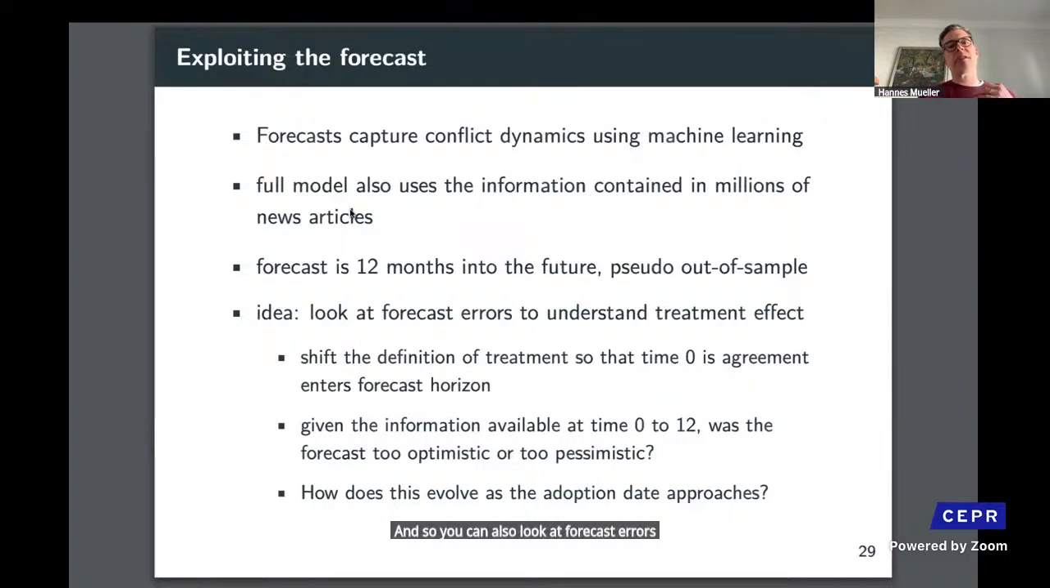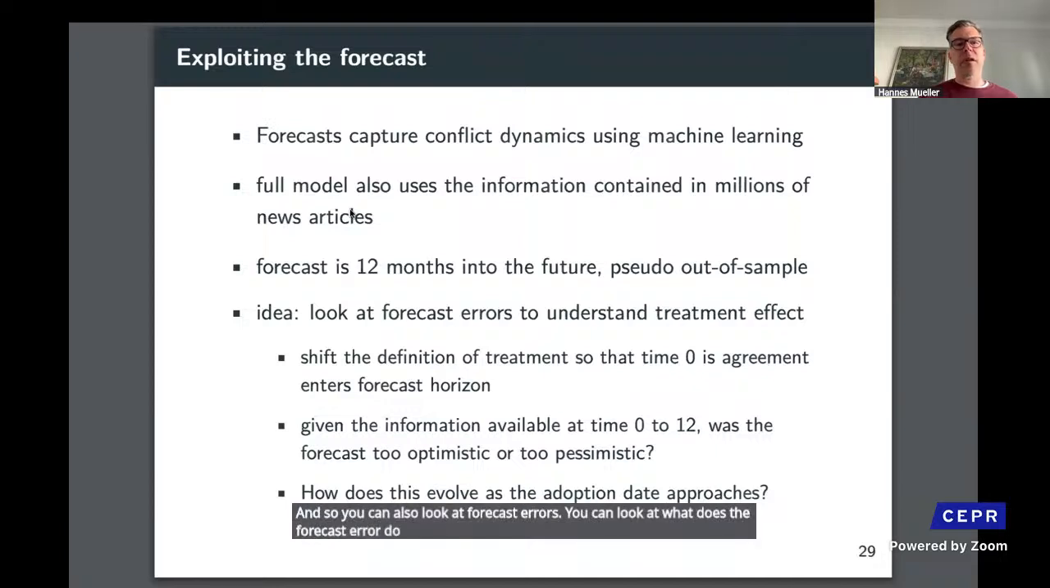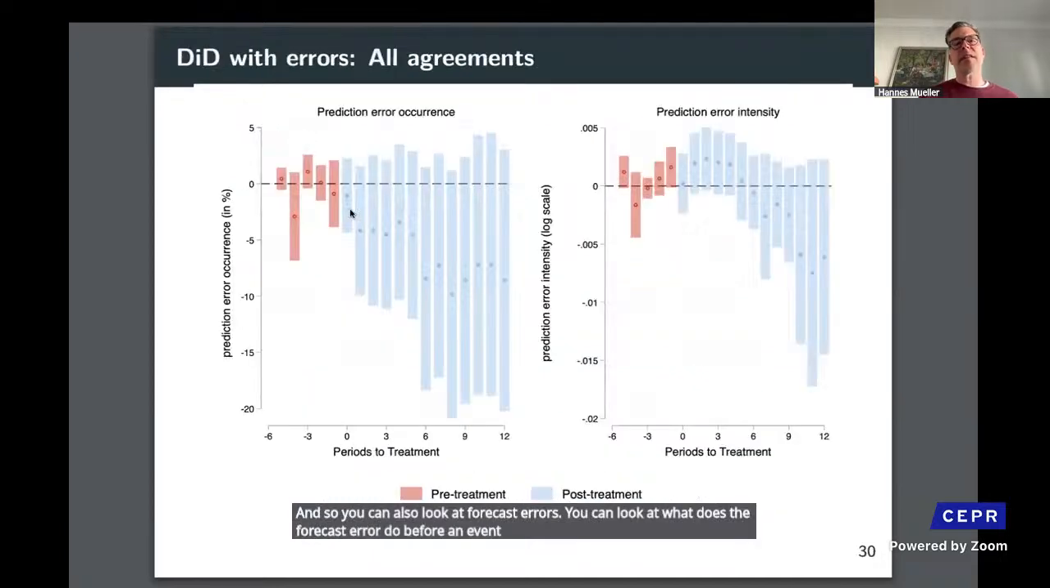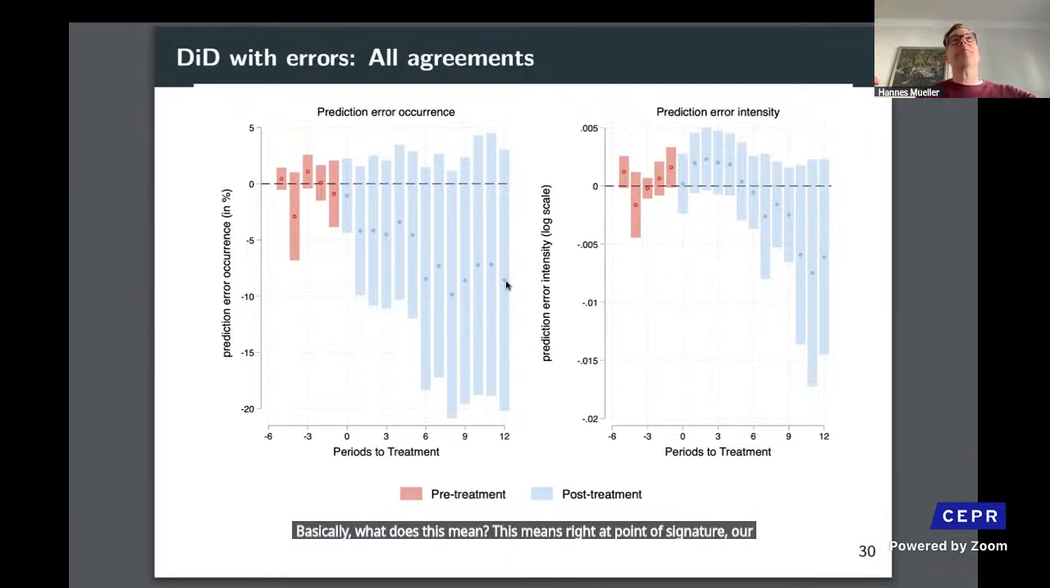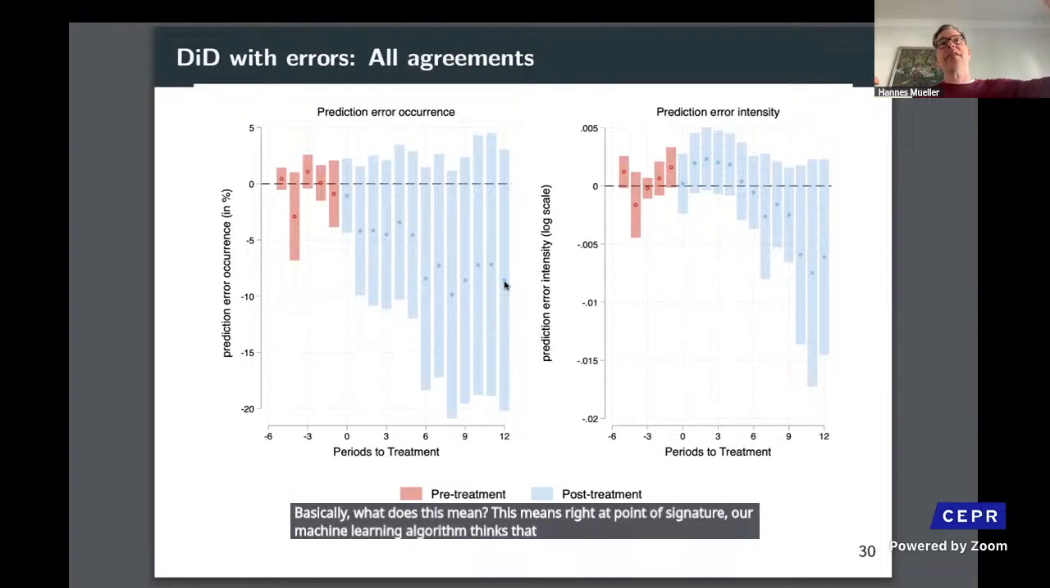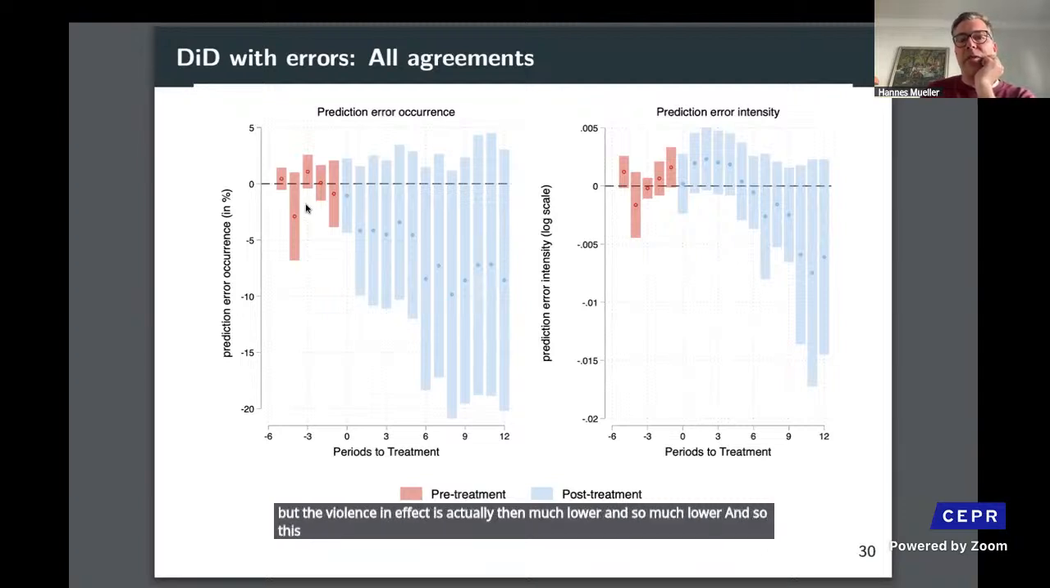And so you can also look at forecast errors. We can look at what the forecast error does before an event comes. And we can see that our forecast at conflictforecast.org is becoming too pessimistic before a power sharing agreement is signed. So basically, what does this mean? This means that right at the point of signature, our machine learning algorithm thinks that there might very likely be violence, but the violence in effect is actually then much lower. And so this is obviously a very, very reassuring thing, because it says that the machine learning algorithm would not have foreseen the effect of the treatment.